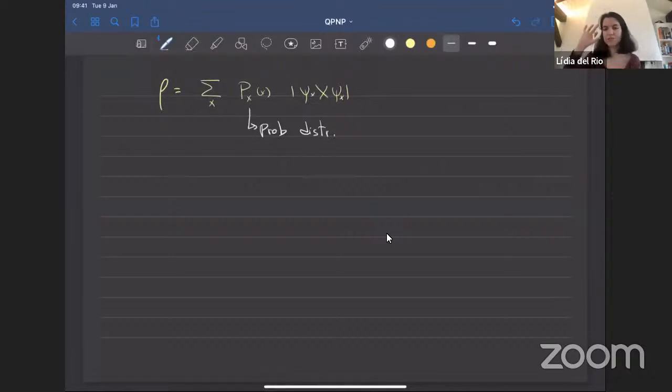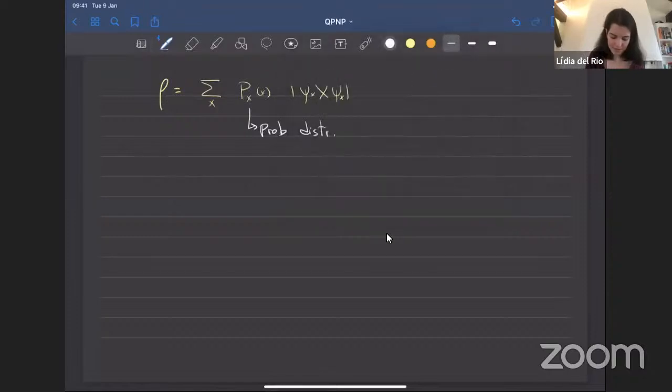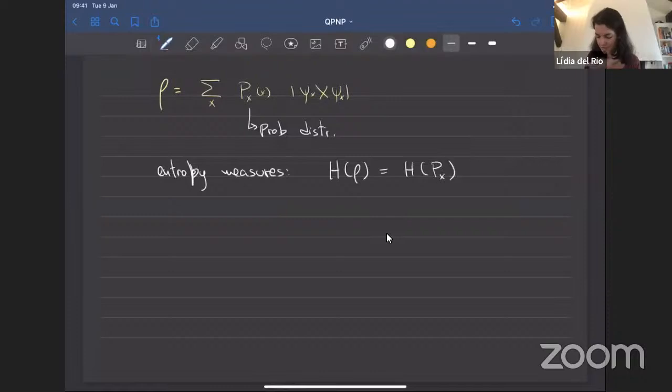So even if I don't give you that exact initial setting, you can always reduce it down to, you can always find a diagonal basis. This is called the spectral decomposition. And then there are entropy measures. If you just have one quantum system, they're very simple. When you talk about the entropy of some density matrix, it's just the entropy of this probability distribution.